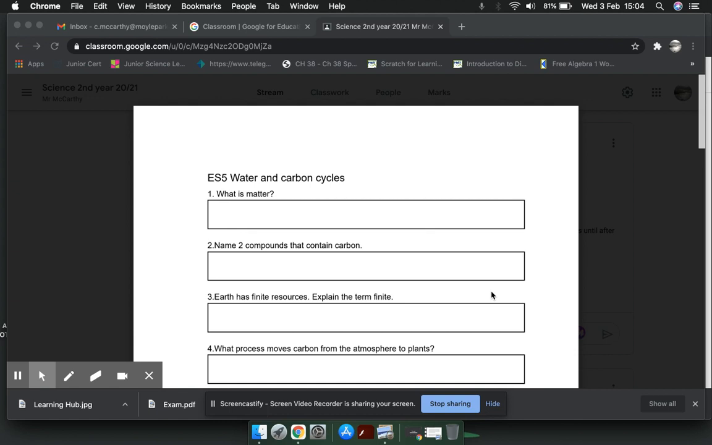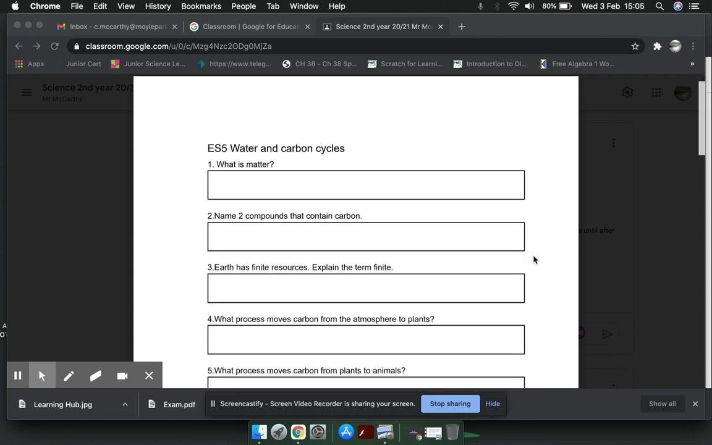Question 1 states, what is matter? This is a definition, so you must define it. Matter is anything that contains mass and has a volume. Or you could say matter is anything that contains mass and takes up space. In your definition, you must have contains mass and have either space or volume in that definition. Okay, so give yourself a tick if you got that.